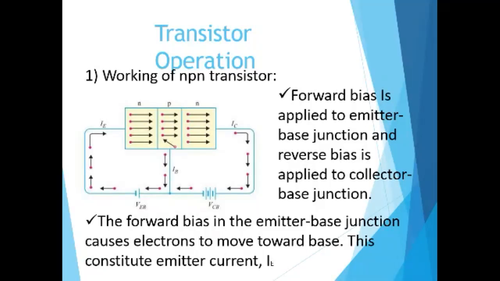Transistor is also a switch. Forward bias in the emitter base junction causes electrons to move toward the base. This constitutes the emitter current IE. So from the emitter to the base, the electrons move. The emitter terminal carries the current IE, represented with the letter I with suffix E: E for emitter, I for current. So that is called the emitter current, IE.